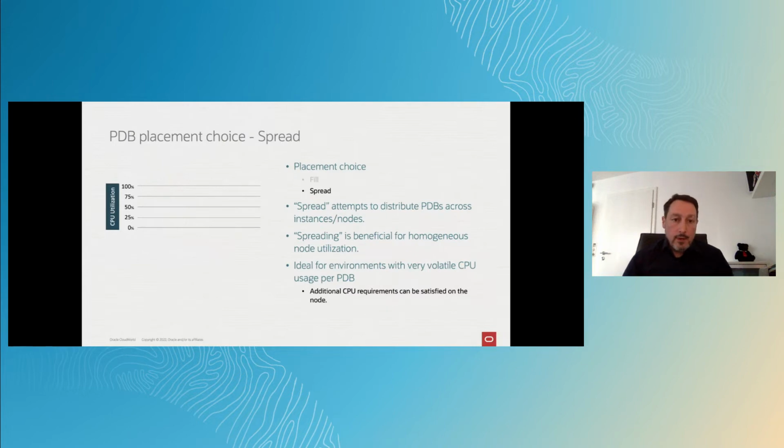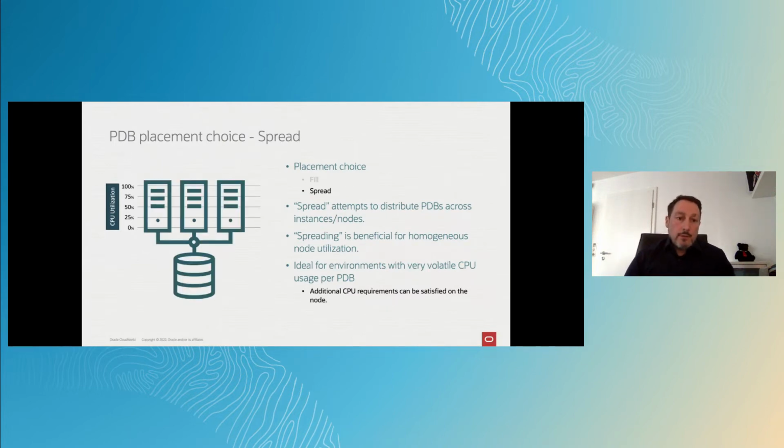The second deployment choice is spread. While fill tries to fill up one node after another, spread is exactly the opposite. So we will essentially start the first PDB still on the first node, because where otherwise should we place it, and we will start the second PDB on the second node and the third PDB on the third node and so forth. Only when all nodes are full will we start adding load to the additional instances.